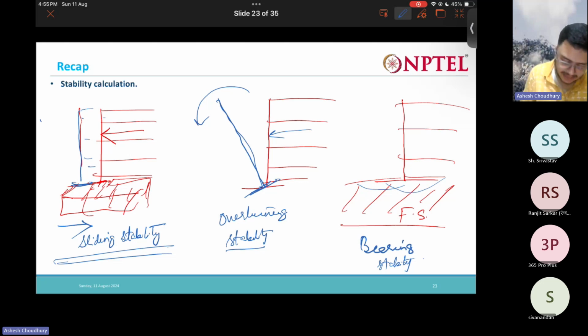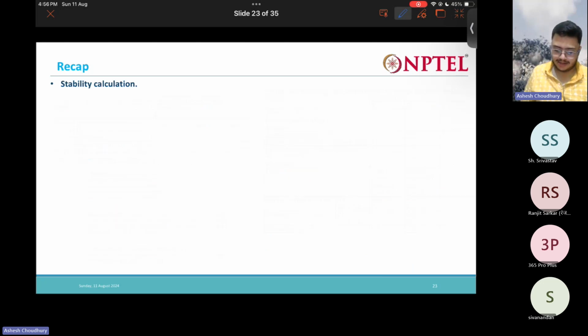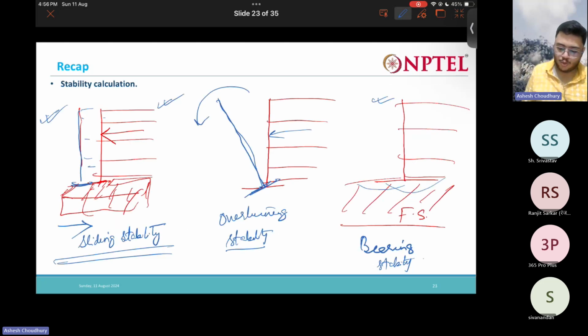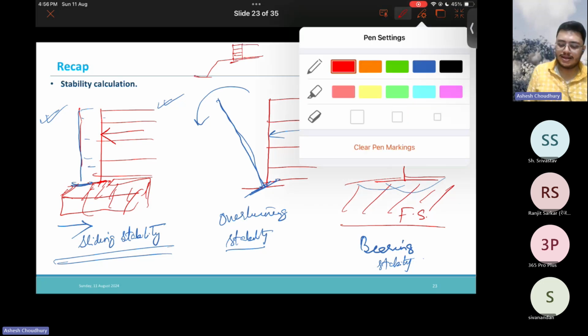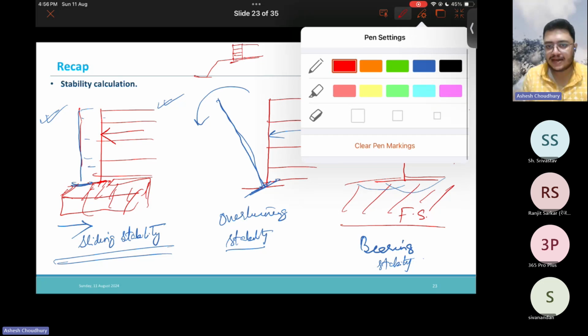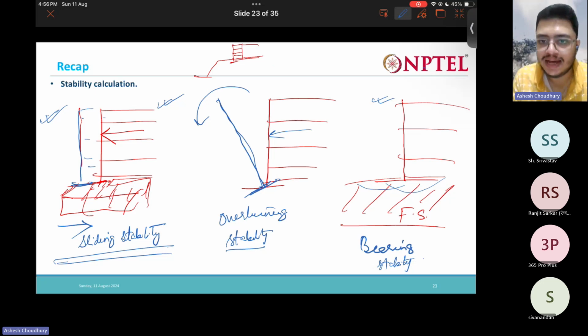Basically these three are the main important stability criteria. Apart from that, one more criterion is the slip circle failure that might happen. Say you have a slope, and over the slope you have your reinforced earth wall. So this is a slope. You should always check for slip circle failure, so that no slip circle originates from here and passes through the slope like this.